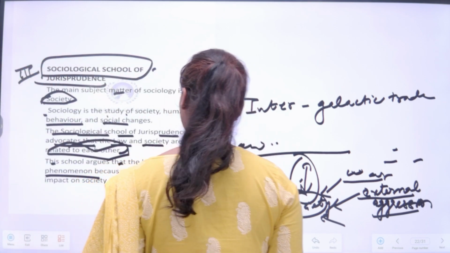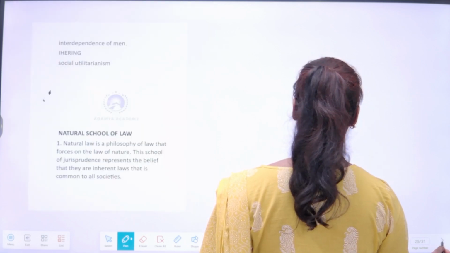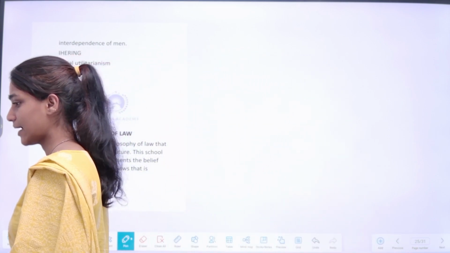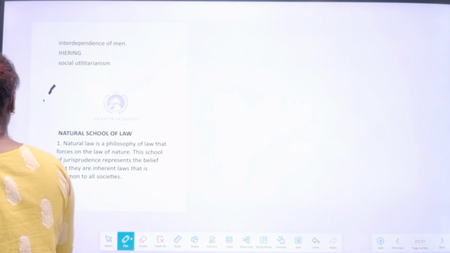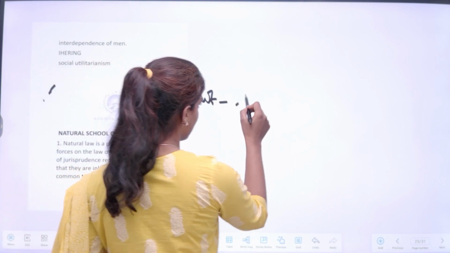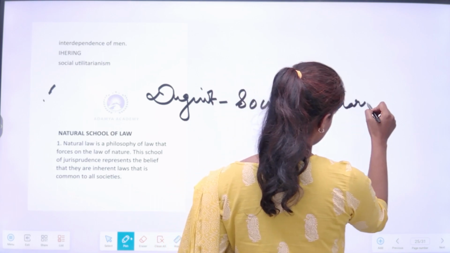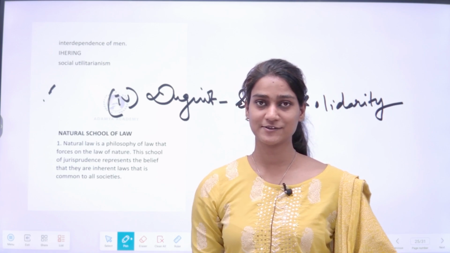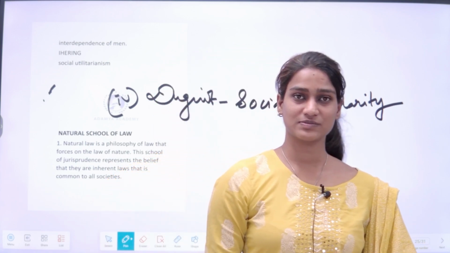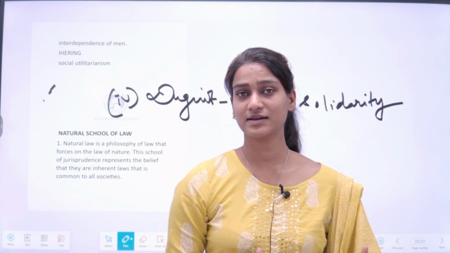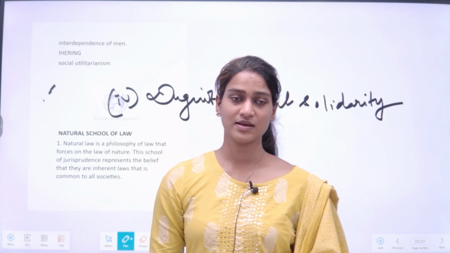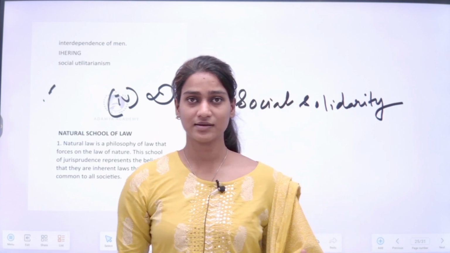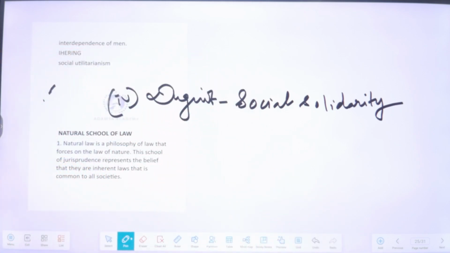Now let us look into what other authors have to tell. Duguid gave the principle of social solidarity. What does social solidarity mean? Solidarity means interdependence of man on each other. In a society, it's not possible that an individual is able to manage all his needs on his own. He depends on other members of the society. So according to the sociological school proponent Duguid, social solidarity means that there is interdependence of men on each other.